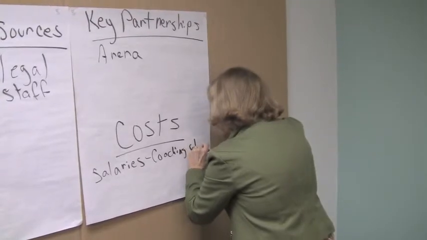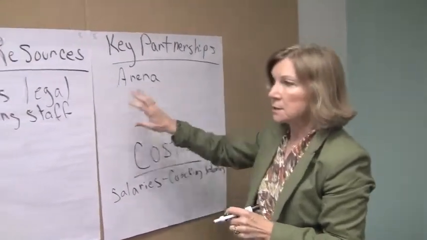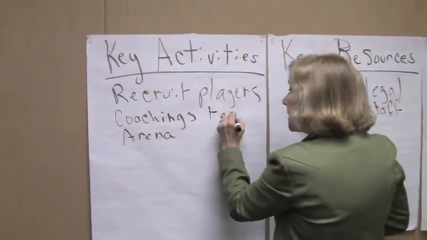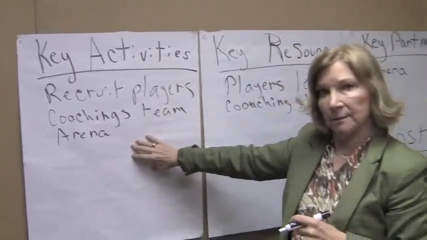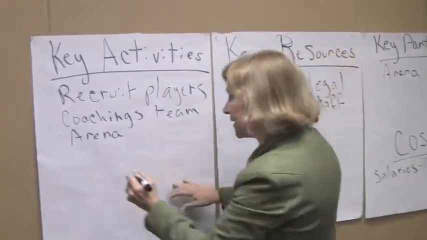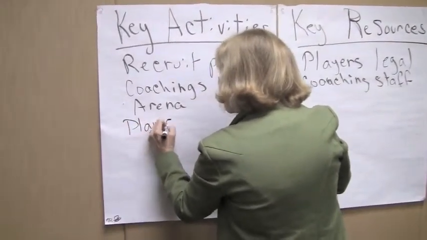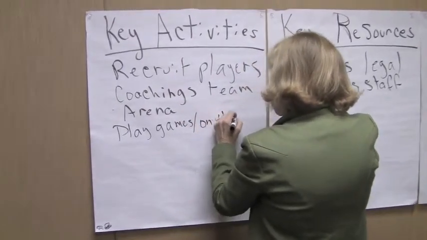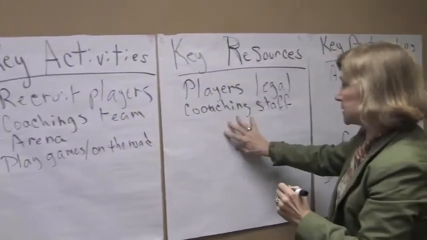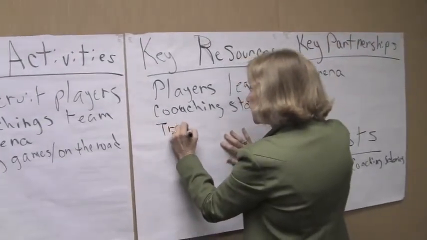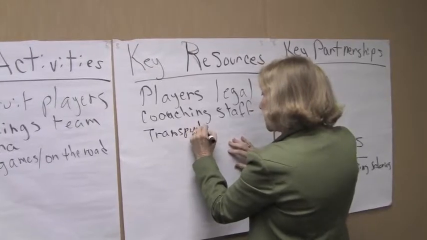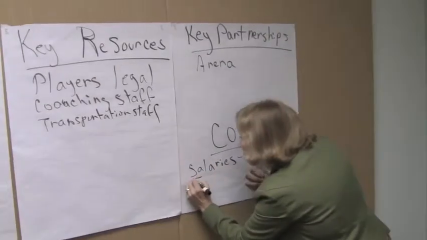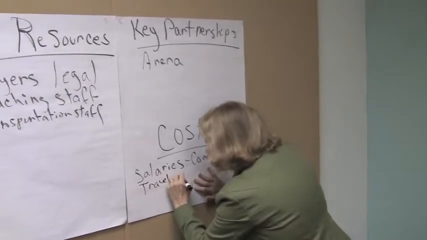So again, you can see how this moves right down the chart. So now you've got your players, your coaching team, and you've got your arena. What's the next thing you need to do? You need to play games in the arena and on the road. So you need to play games, and they're going to be also on the road. So what you need to do in resources is you're going to need to have some sort of a transportation staff and planning in order to do that. And there's going to be some travel cost associated in here.